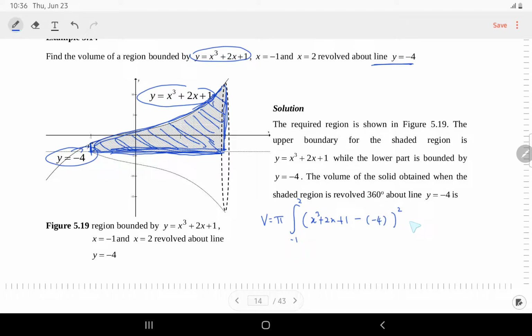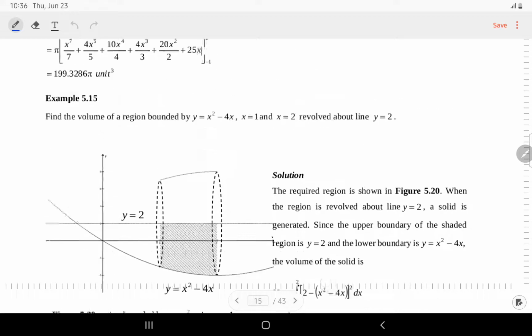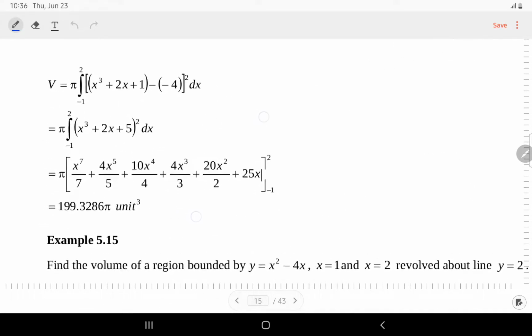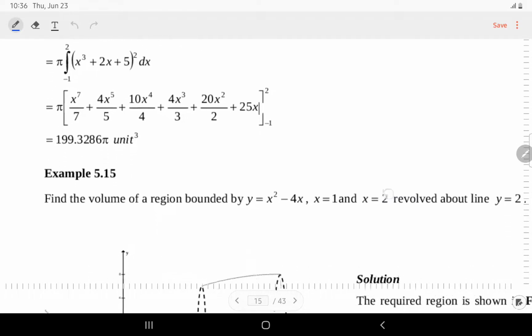Okay, and then integrate by dx. So, x cube plus 2x plus 1 minus -4 is 5. Square dx. So, nanti yang ni kembangkan dulu kuasa 2. And then baru integrate. So, this is the solution. Okay. So, dapat jawapan yang ni. Okay, next example.